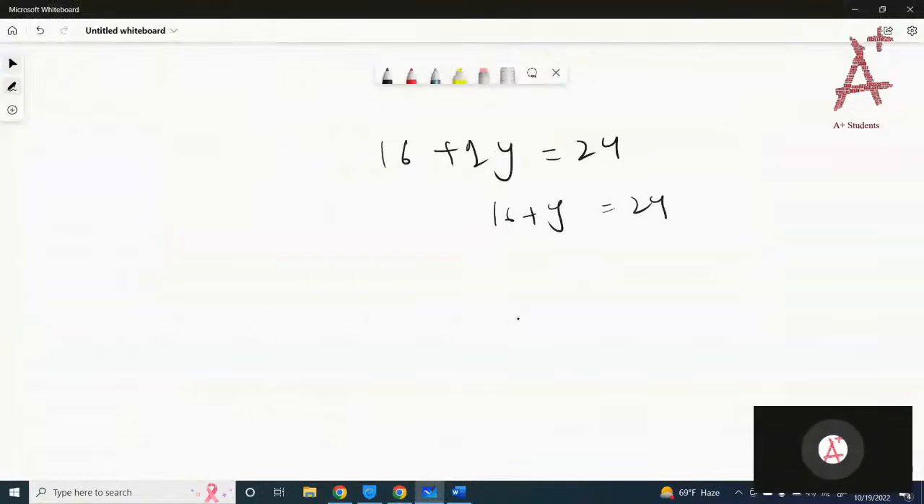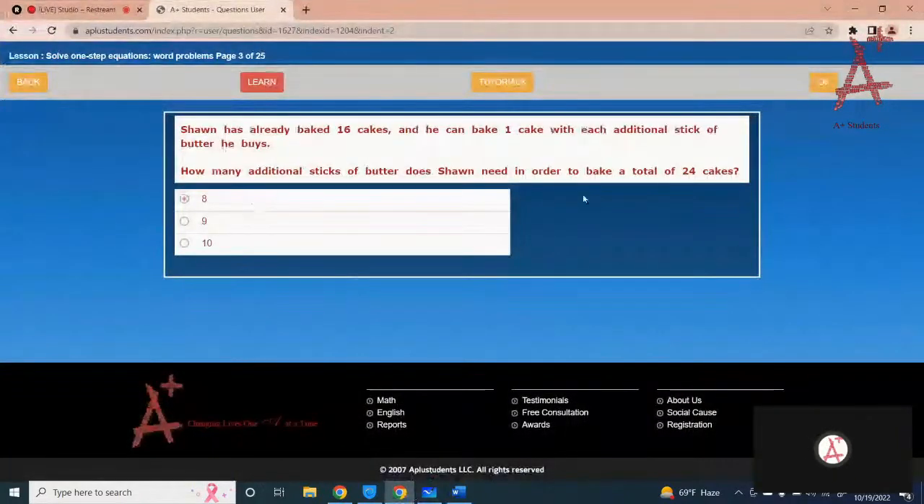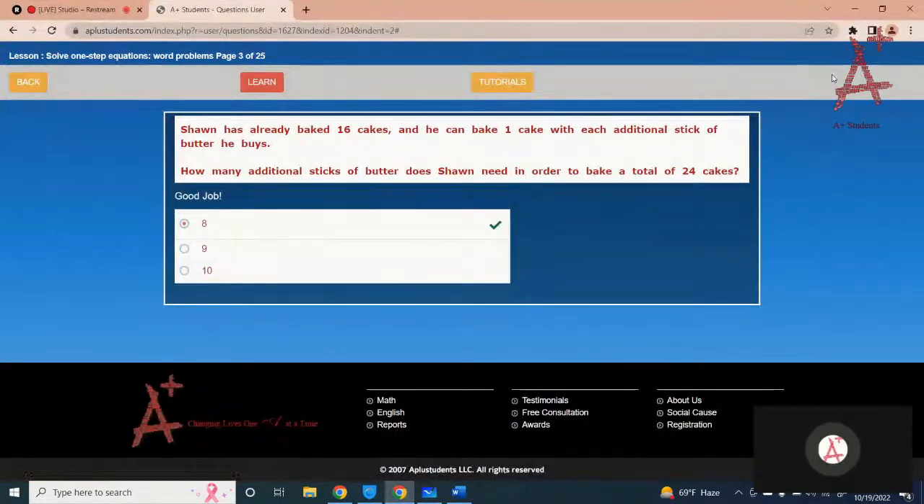Now you have to shift that 16 to the other side. So it would be y equals 24 minus 16. Got it? So 24 minus 16 is 8. So select the correct option and then click on the OK button.